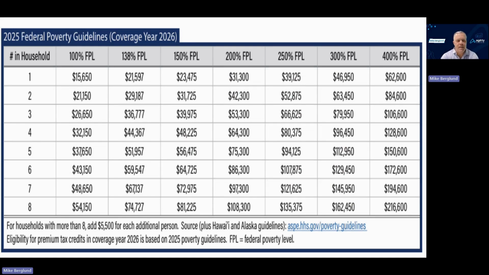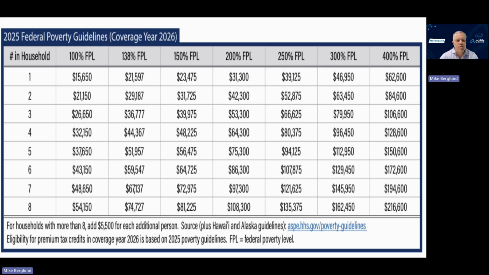If we look at the chart, it's broken down on the left-hand side by households. So if you have one in your household, it's going to be the top line. A family of four, it's the fourth line down. The 100% of the federal poverty level is for non-Medicaid expansion states. So that is where subsidies start if you're in a state that does not have Medicaid expansion.